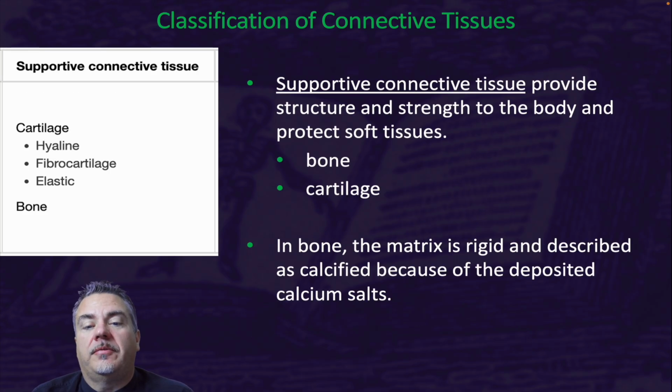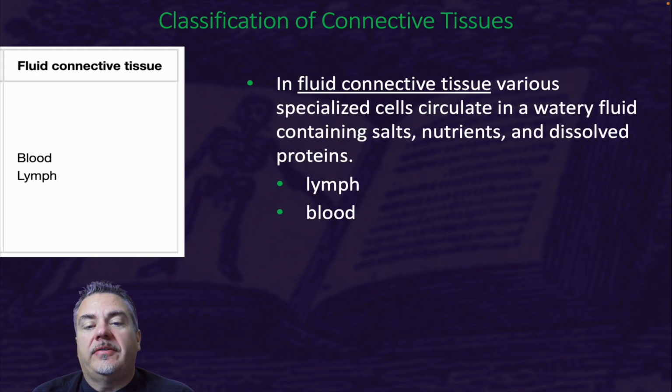Supportive connective tissue provides structure and strength to the body and protects soft tissues. This would be bone and cartilage. In bone, the matrix is rigid and described as calcified because of the deposited calcium salts. In fluid connective tissue, various specialized cells circulate in a watery fluid containing salts, nutrients, and dissolved proteins. This would be the lymph and the blood.